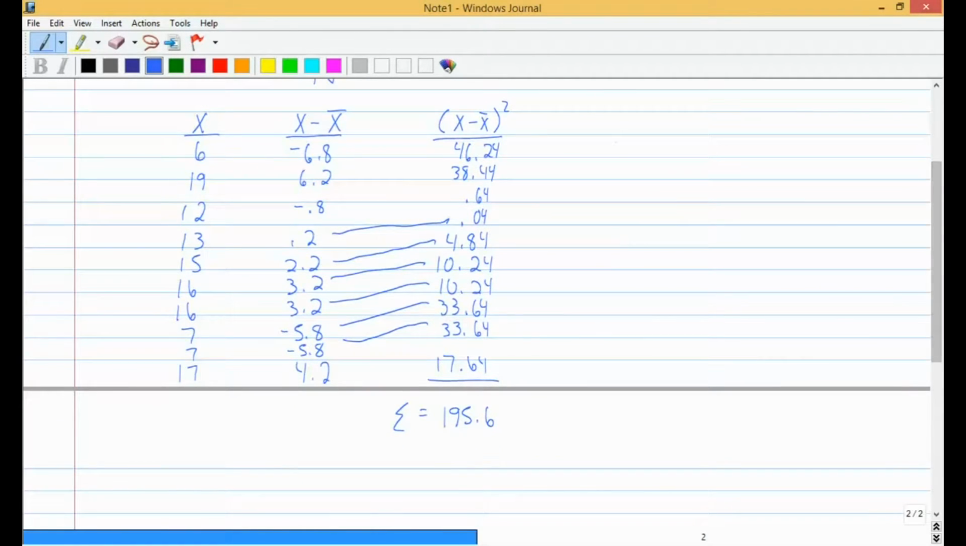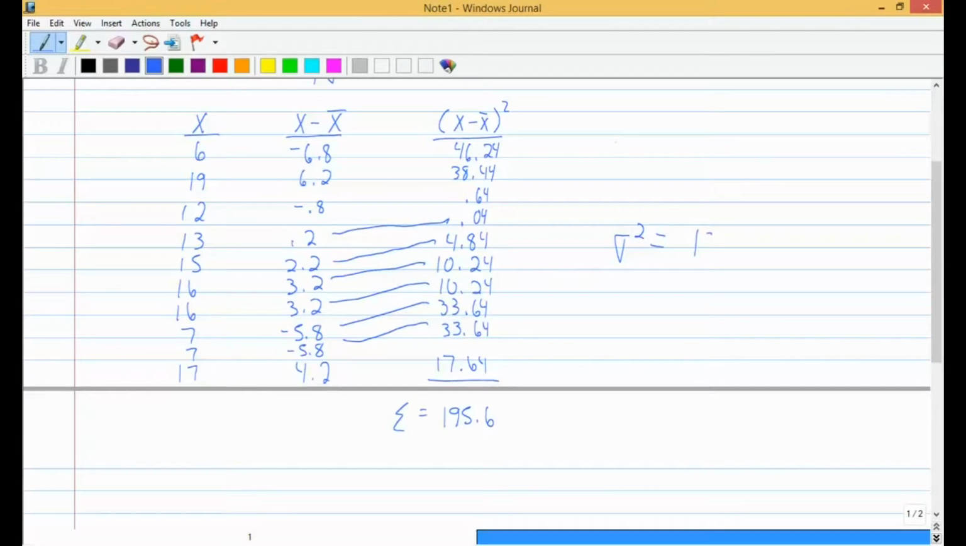Okay, so I have variance equals 195.6 divided by, and since it's population variance, you divide by the number of data items in the population, which was 10 for us. And you can do that division without a calculator. The only problem is you need to round to one place. So we have our population variance is going to be 19.6.